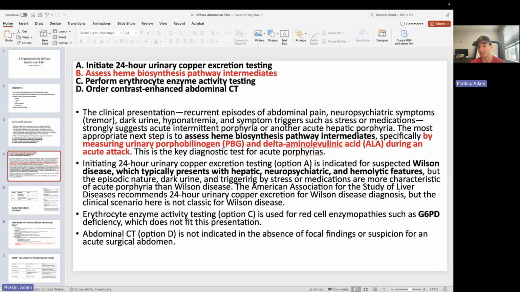C would be something like G6PD deficiency. Remember, that can be stimulated by drugs, right? So that kind of fits the picture. And maybe we might see red urine in those patients. Probably not, though, but potentially, right?